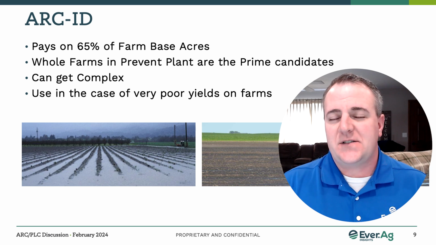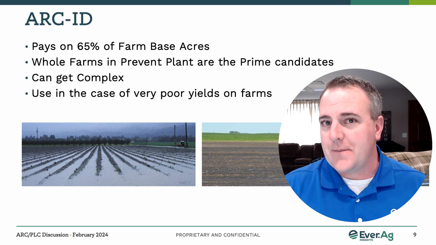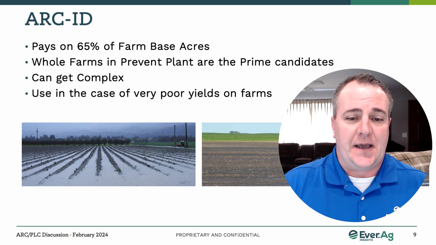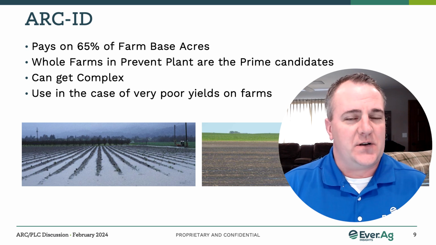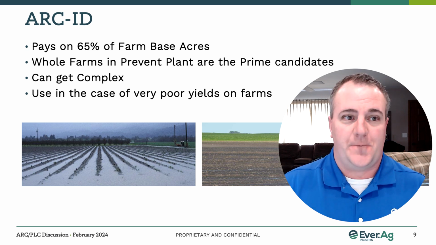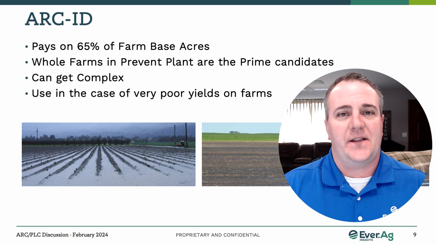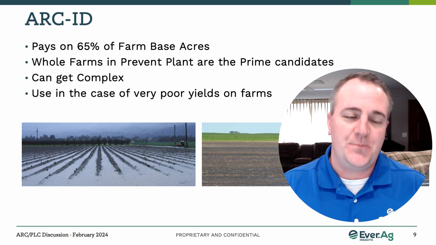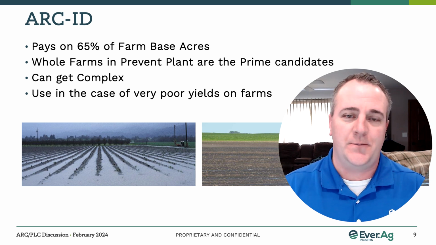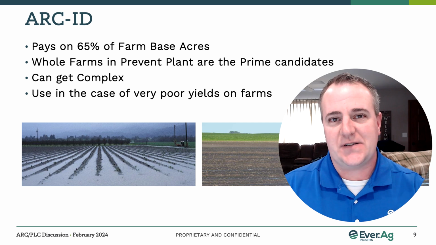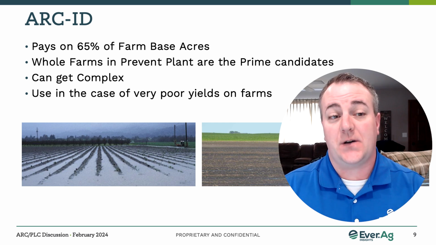Prevent plant farms in whole are going to be your prime candidates for this program. Other than that, think about it as like an optional unit policy using the farm bill. So if you have a farm that you have a feeling is going to yield very, very poorly, it might be a candidate for ARC individual, but it's not a program to be used lightly. It's not a program to be used often.